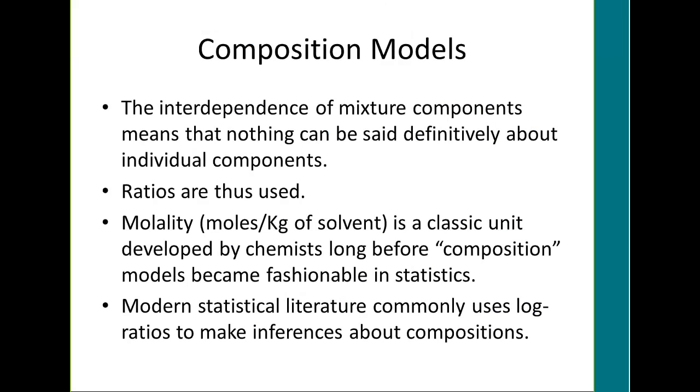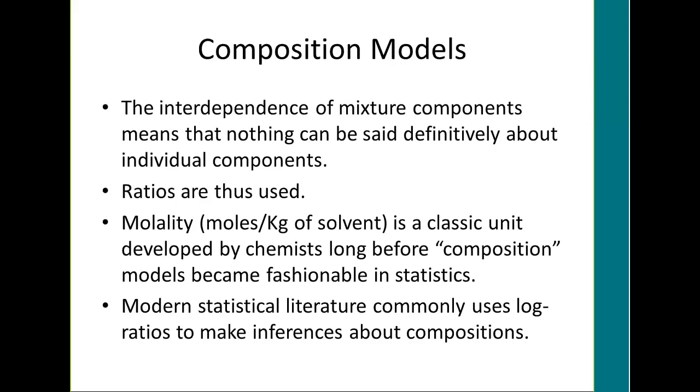So composition models, those are where the composition is what you're modeling. You're trying to model a change in composition, so composition becomes your dependent variable. Aitchison is sort of the father of composition models, and one of the things he has pushed is that because mixture components are not independent of each other, you can't really say anything definitive about the individual component concentrations. You can really only say anything definitive about ratios.